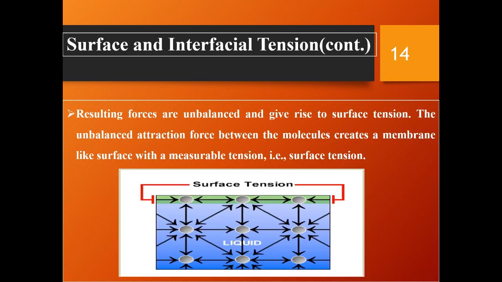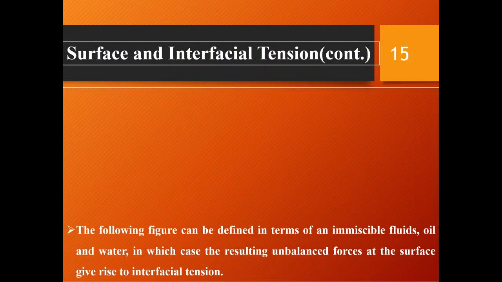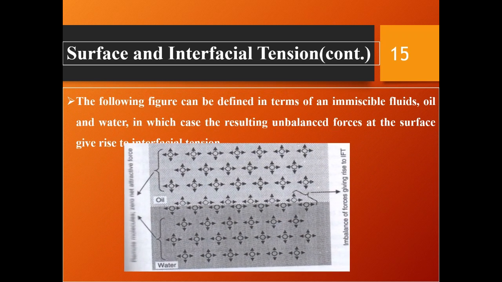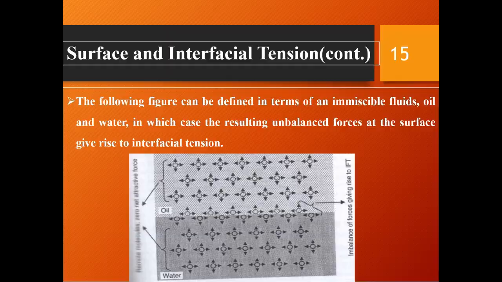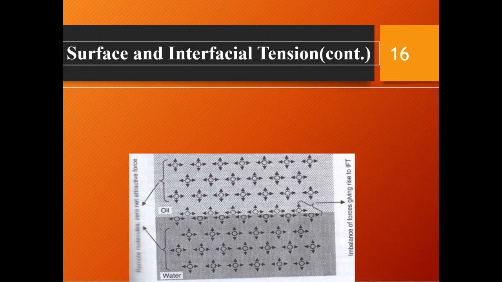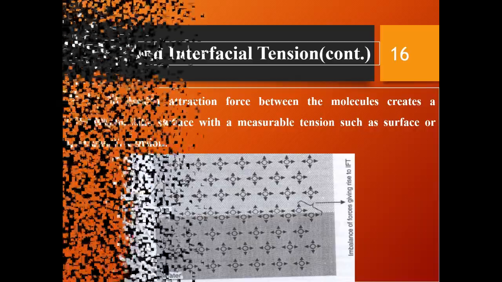The unbalanced attraction force between the molecules creates a membrane-like surface with a measurable tension, i.e., surface tension. The following figure can be defined in terms of immiscible fluids, oil and water, in which case the resulting unbalanced forces at the surface give rise to interfacial tension. The unbalanced attraction force between the molecules creates a membrane-like surface with a measurable tension, such as surface or interfacial tension.